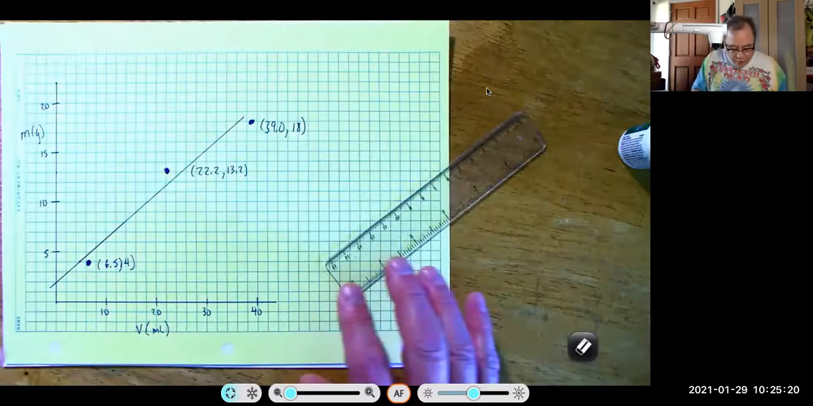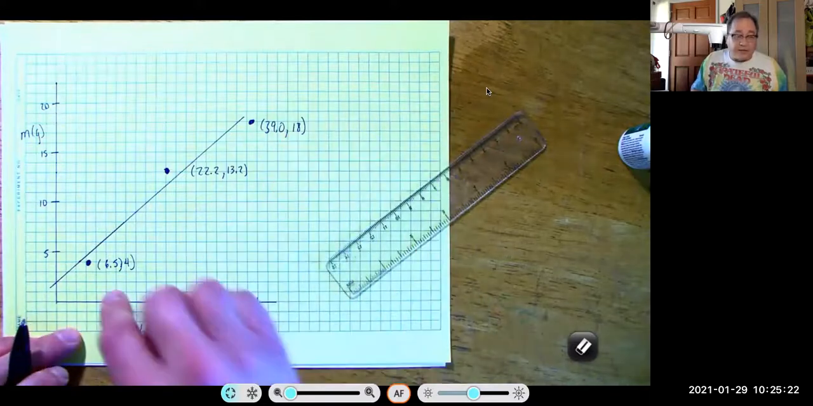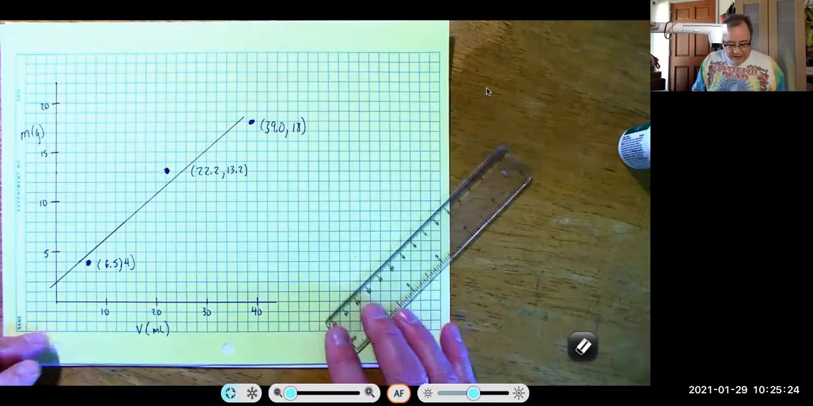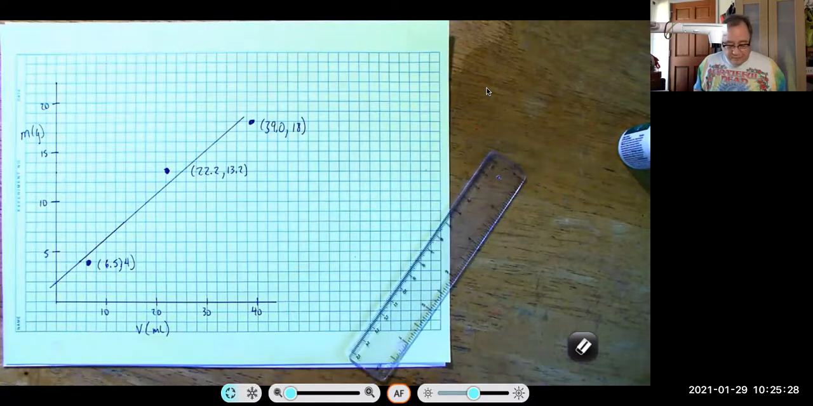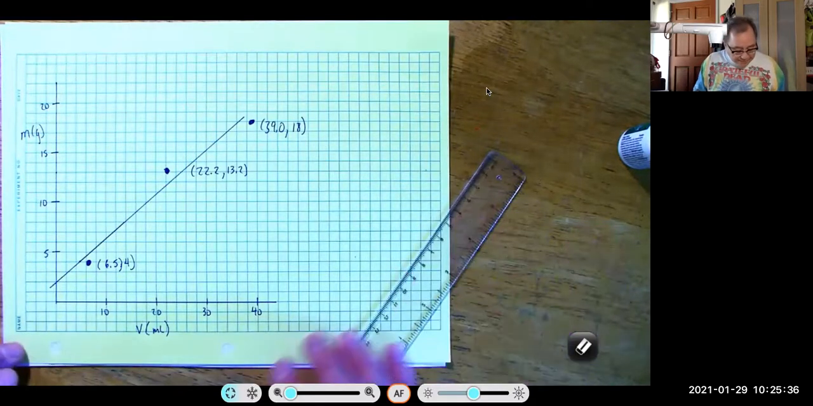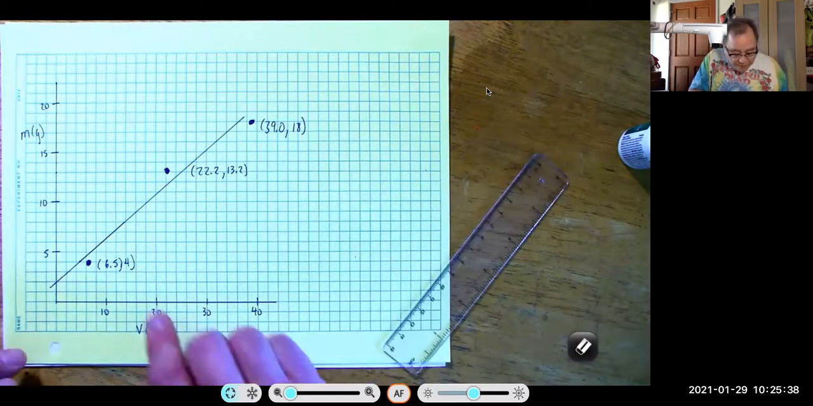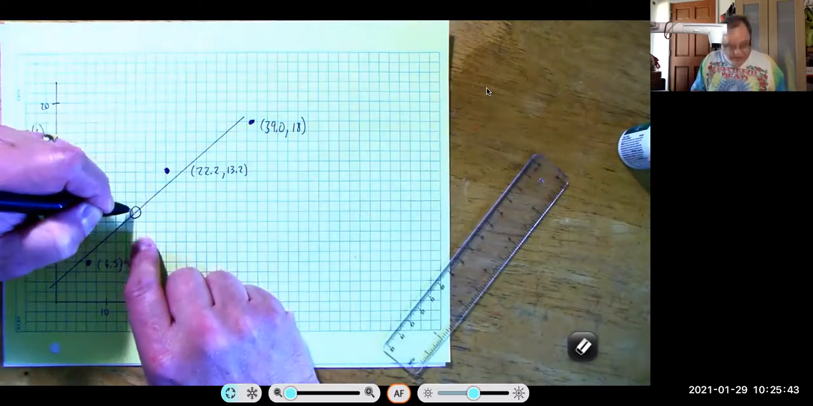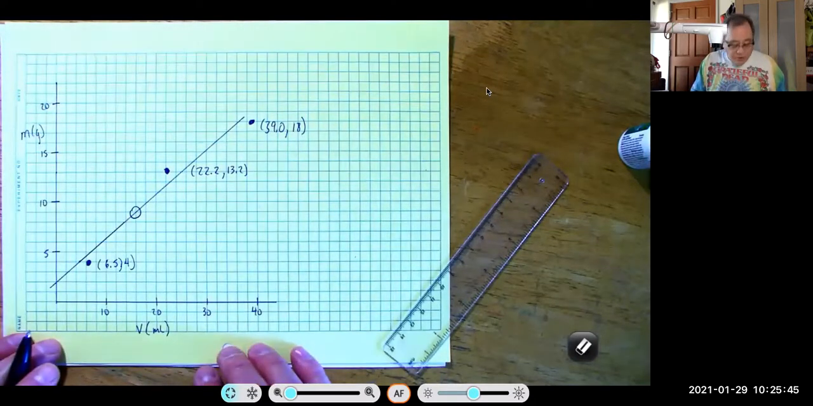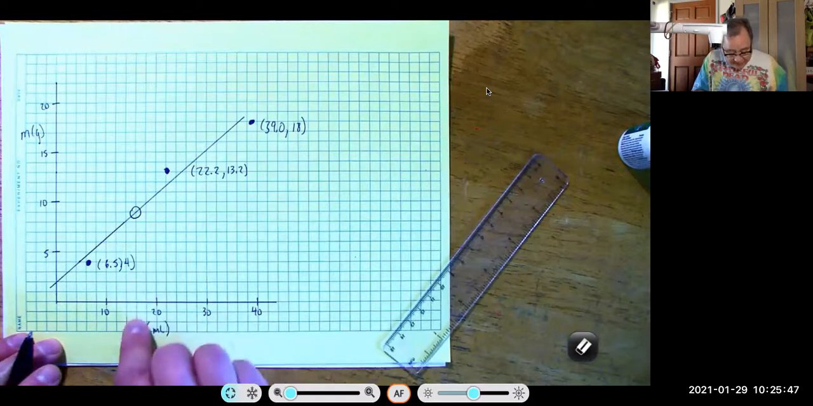So which two points would you use to get the slope of the line? And the answer is none of them. The reason is that none of them are on the line. So what points would I use to get the slope of this line? I would try to find points like this one right here. Do you see where that point is on a crosshair? So it's easy for me to see what that point is.